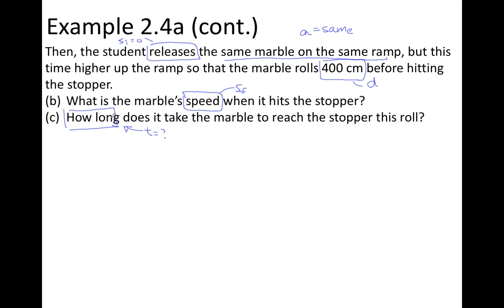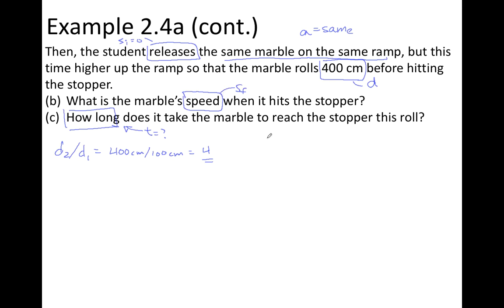So we should notice that it is rolling a new distance, and the old distance on the first roll was 100. So we can write a ratio of distances. It's now rolling 400 centimeters, where before it rolled 100 centimeters, and that is a ratio of 4. It's rolling 4 times the distance. So when it hits the stopper, is it going to be rolling at 4 times the speed?